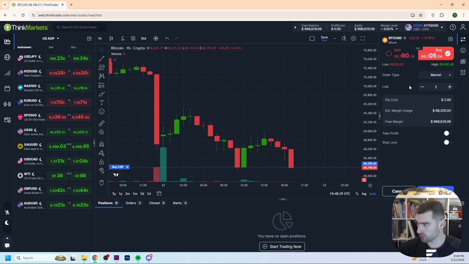So let's do 2. Then after that we go here to take profit and there we enable the take profit button. Right now we select this and what we're going to do is we fill in right here 75k. And this means that when Bitcoin will hit 75k, he will automatically close our trade and will take the profit.